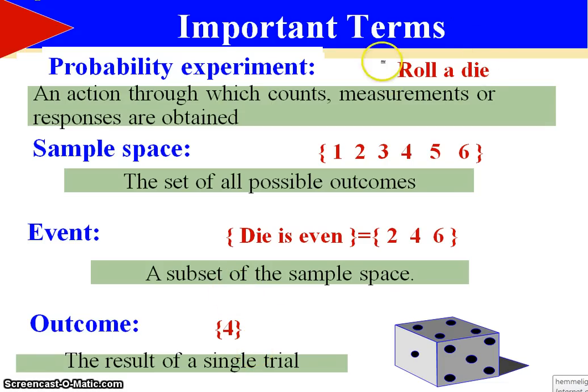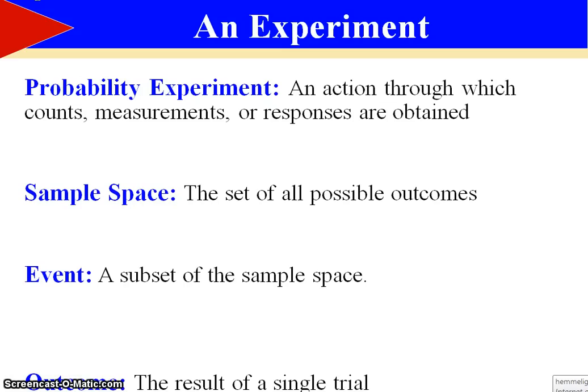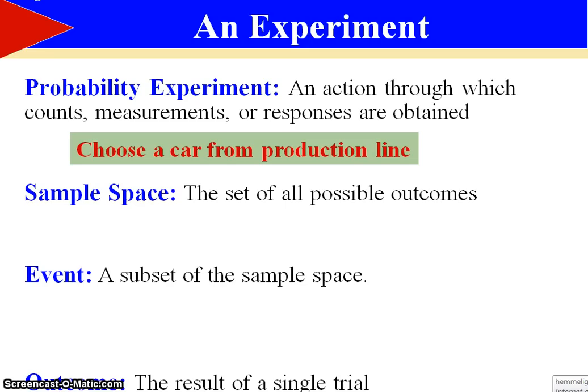Okay, so the experiment is what you're doing, so rolling a die. The sample space is what could happen. Those are all possible things. An event would be a subset that you'd be looking at, like find the probability of, or how many ways can the die be even. So the different things you might be interested in. The outcome is what actually happens when you perform that experiment one time.